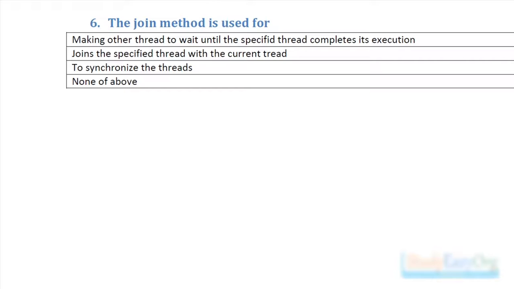The second option is joins the specified thread with the current thread. The third option is to synchronize the threads, and the fourth and final option is none of above. Now friends, the correct option is making other thread wait until the specified thread completes its execution. The first option is the correct option. In fact, this statement is the whole and sole purpose of the join method. Join method will force the other threads to wait until the thread completes its execution.